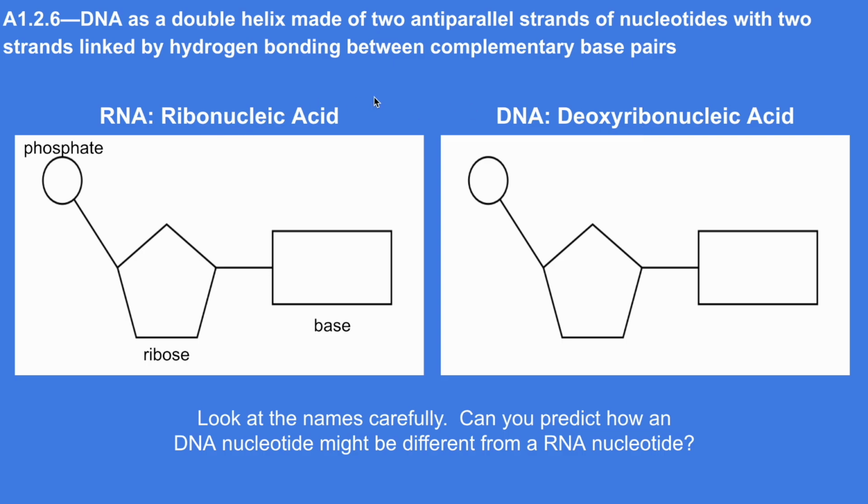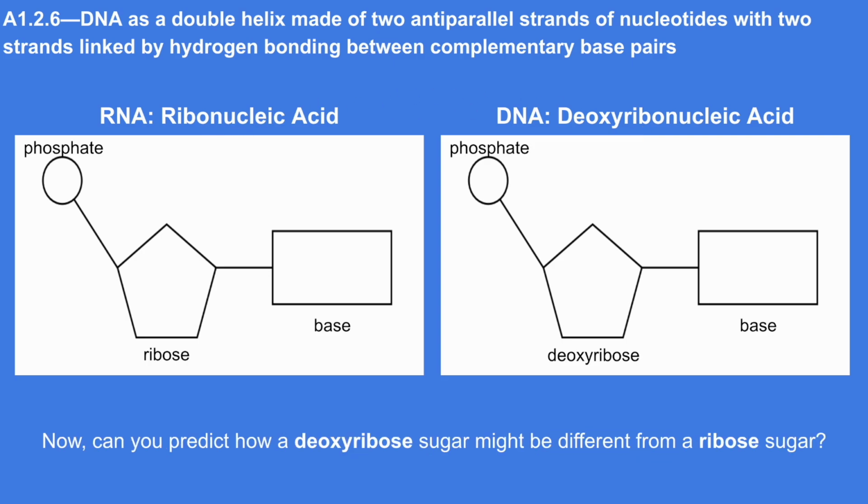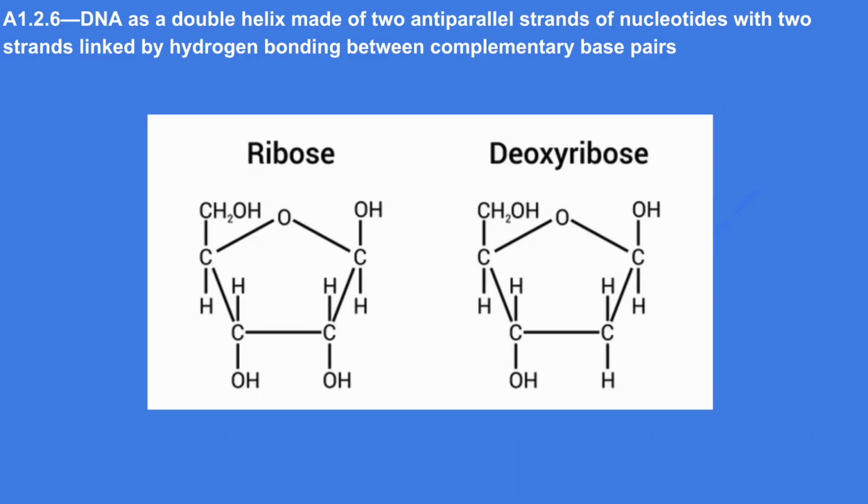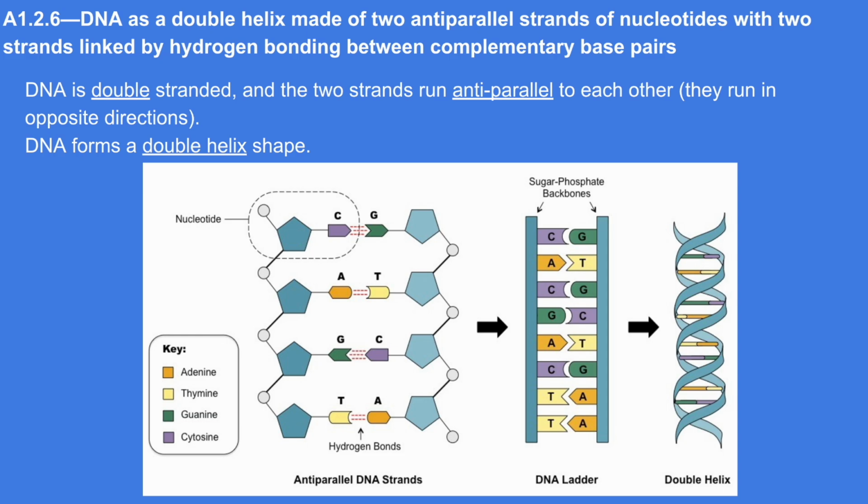And so following the same pattern, we can identify that DNA is going to have a sugar called deoxyribose that has 1 less oxygen compared to the ribose sugar. So here's what each of those look like. Ribose here you can see on carbon 2 has an OH, a hydroxyl group, while this carbon 2 just has an H. Everything else is identical. So deoxyribose is a sugar found in DNA and it has 1 less oxygen than ribose found in RNA.